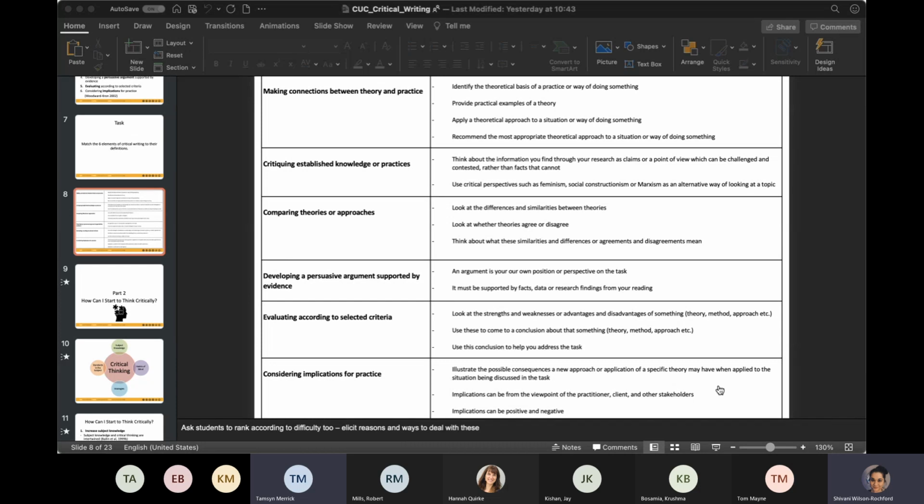Probably the critiquing established knowledge or practices. Okay, and why do you find that difficult? Is it a confidence thing, or is it just how to structure it in the writing, or both? I think a bit of both. Okay, we've got some language that you can use to present your own interpretation using third person, which I will give you at the end of the session as well.